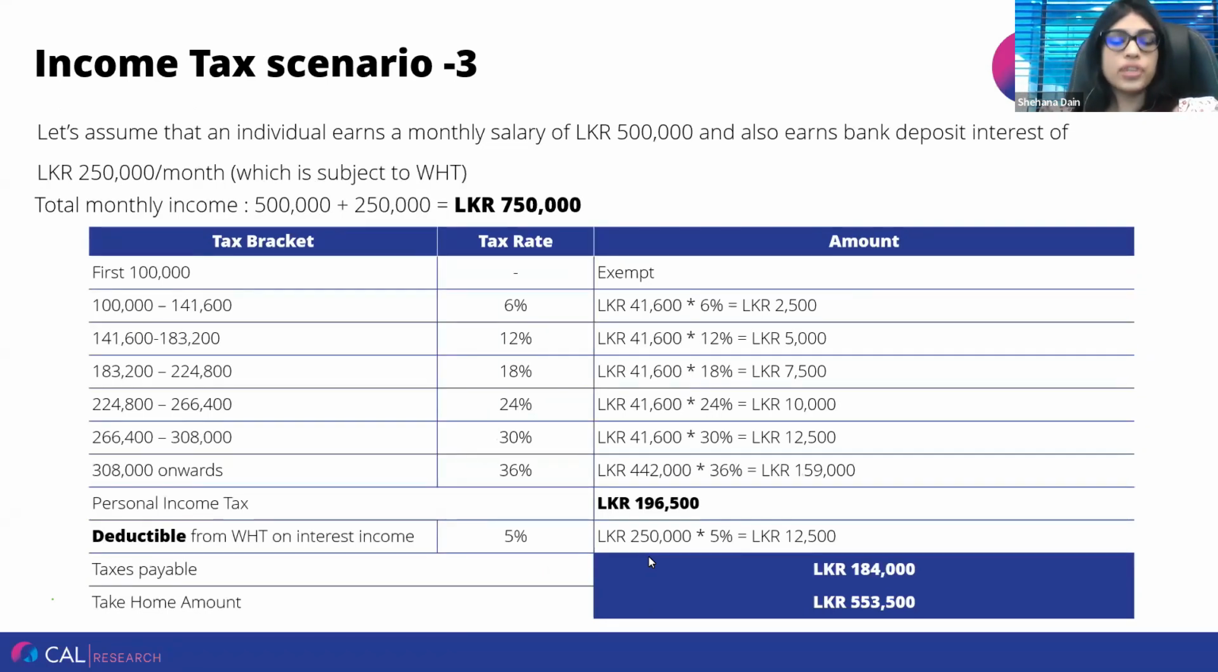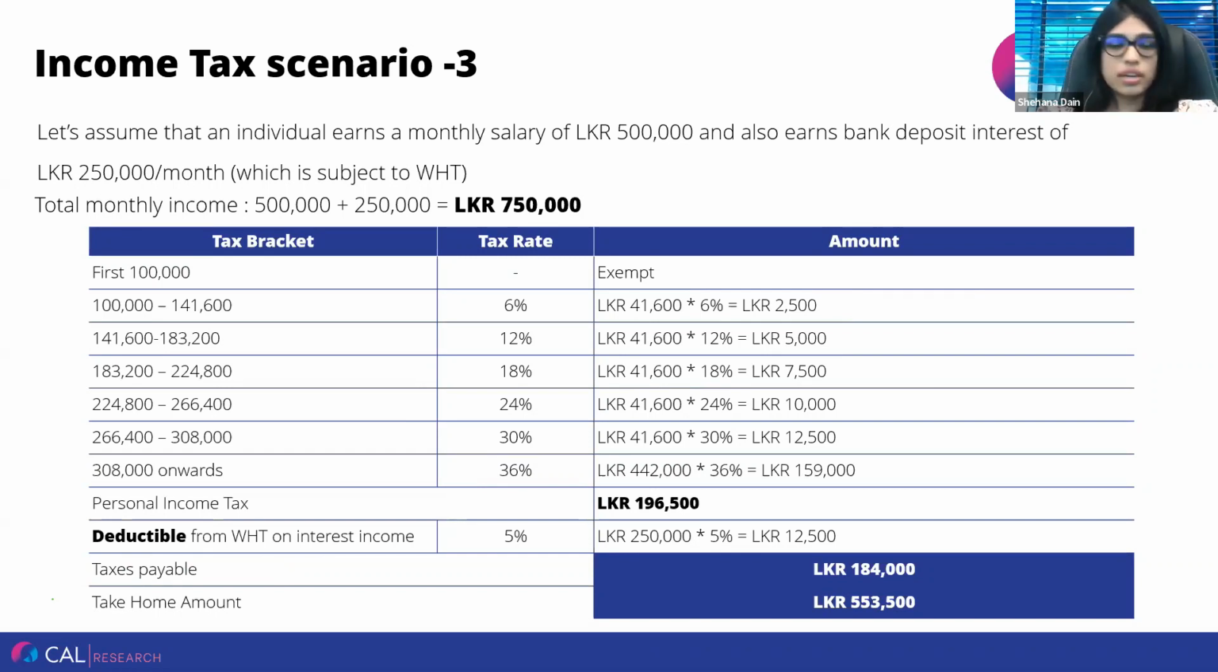So scenario number 3, like I told you earlier, except for government securities and equities, any other fixed income instrument is taxable when it comes to WHT. So let's assume an individual has a 100,000 monthly salary and also earns a bank deposit interest of 250,000 a month, which is subject to WHT. How would the tax treatment work in an instance like that?